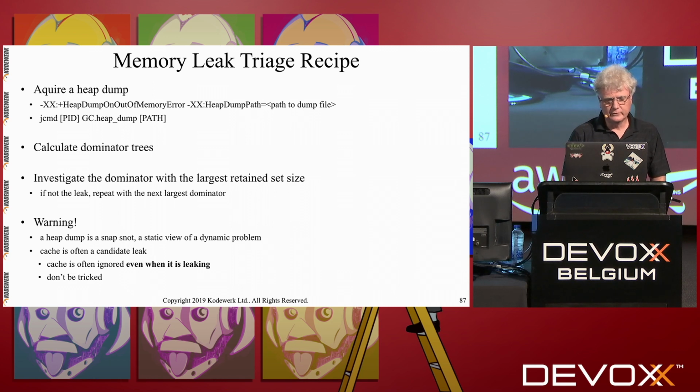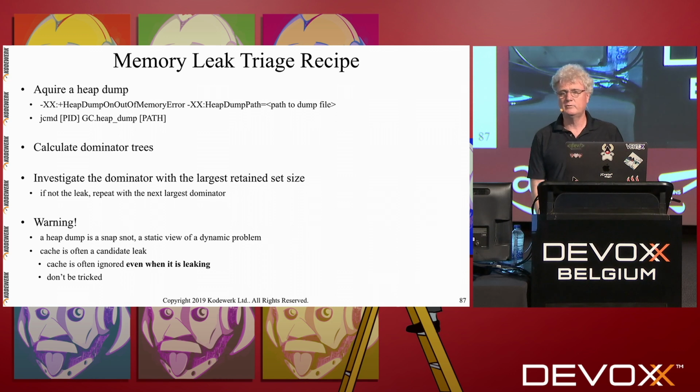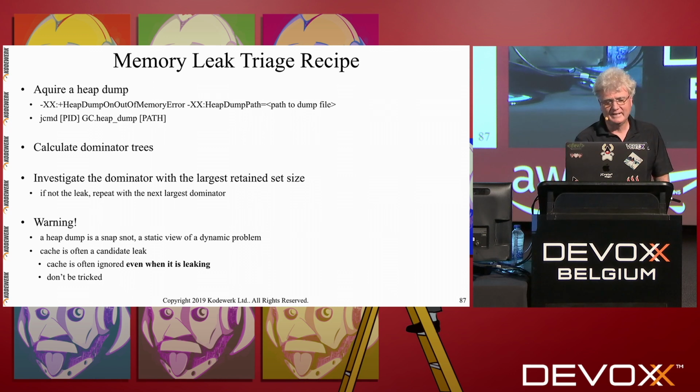So there's the warning there, right? A heap dump is a snapshot, which is a static view of a problem that is a problem of dynamics. A cache is often a candidate leak, and people tend to ignore it, even if it is the leak. And that's in bold and probably should be repeated and flashing. So the message is there: don't be tricked.